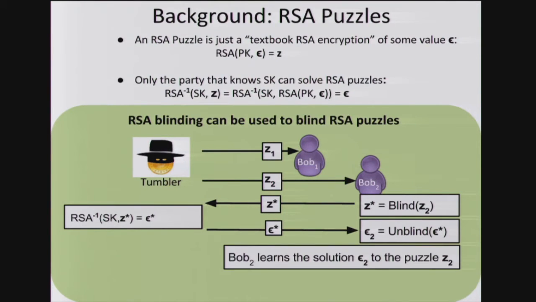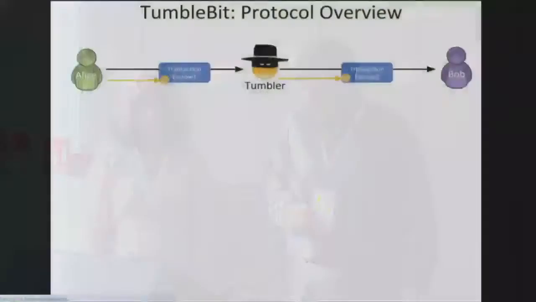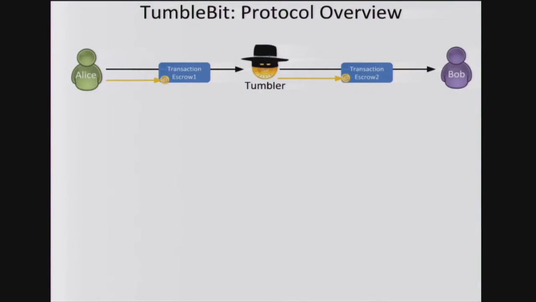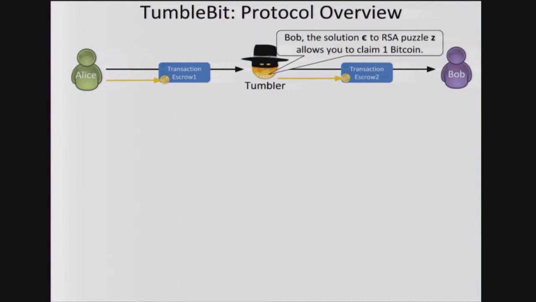And if Bob does this over Tor, so the Tumbler doesn't realize the Tumbler's talking to Bob, the Tumbler can't link which puzzle it solved. It knows it solved a puzzle, but it doesn't know whether it was Z1 or Z2 because the puzzle that was sent to the Tumbler was blinded. So TumbleBit is sort of based around this idea.